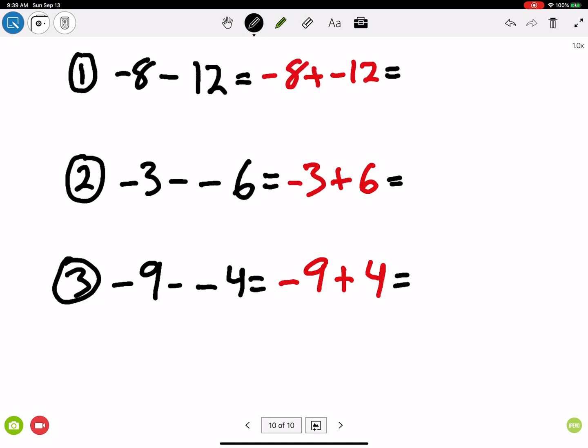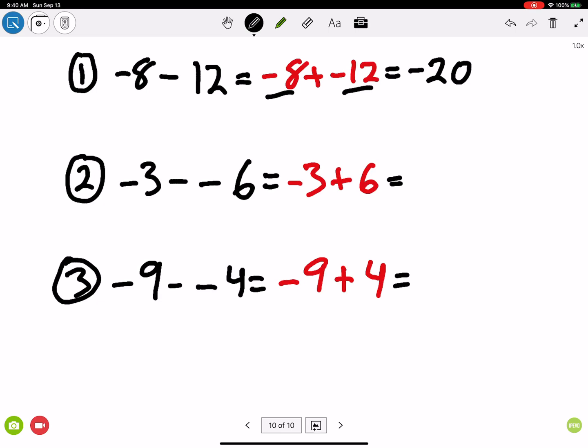So what do these all equal? Well, in number 1, we have the same sign. We have negative 8, negative 12. Which just means I add 8 and 12 to get 20. And then my answer is the same sign, which is negative. So I get negative 20.